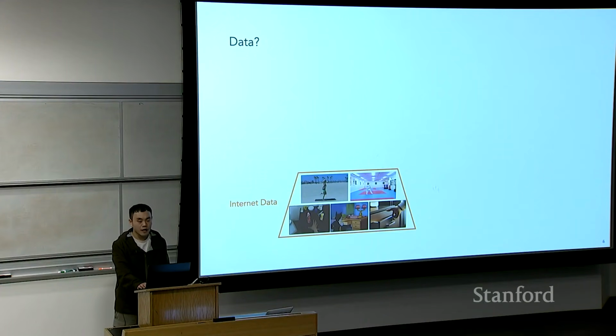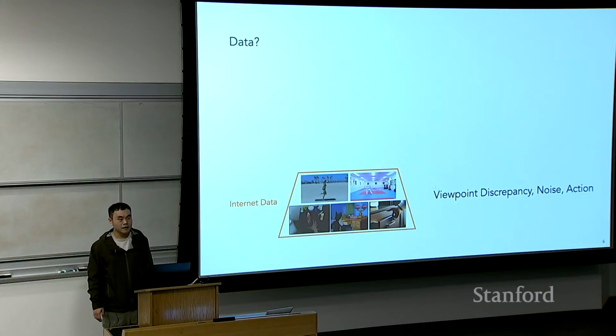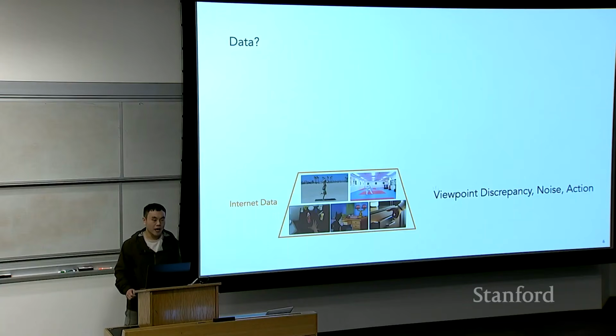On the very bottom, it's internet data. You can easily download a lot of videos from the internet. They contain a certain level of manipulation information. However, there is still a lot of noise inside that data. For example, there is always viewpoint discrepancy. The viewpoints are very different from the robot viewpoints, which creates a lot of domain gap. Also, internet data doesn't really contain that much action information.